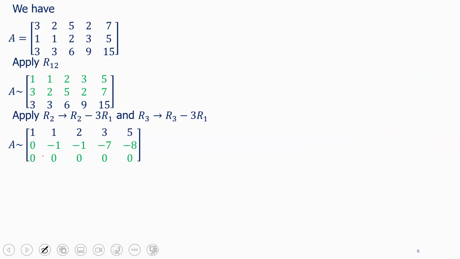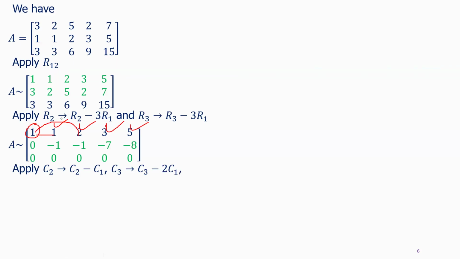Now, let us go to step number 3. What is step number 3? With the help of this A11, we have to make all the elements on the right side of the matrix, or the first row, become 0. So for that purpose, we apply the operations. C2 minus C1 will become 0. C3 minus 2C1 will become 0. C4 minus 3C1 will become 0.